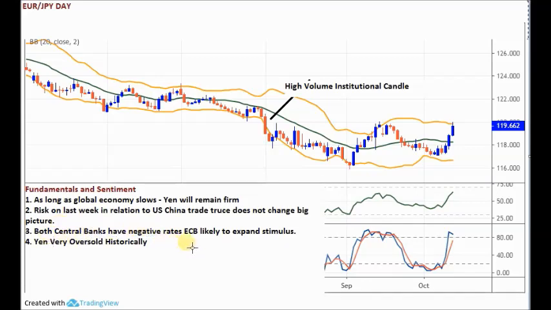Both central banks have negative rates. ECB, though, is likely to expand stimulus. Bank of Japan is kind of at its maximum in our view, so that will work in favour of the JPY. Also, the yen is very oversold historically. It's been oversold, or got to a level of really oversold, since 2008. It's only recently been rallying significantly, and it's got a lot further to run up on numerous other majors. Near enough every other major, we think, will weaken longer term against the yen.